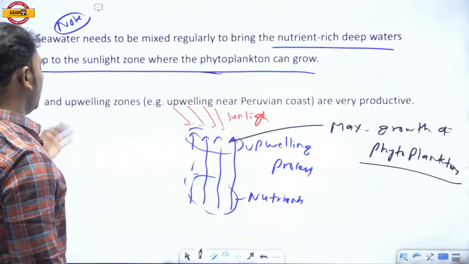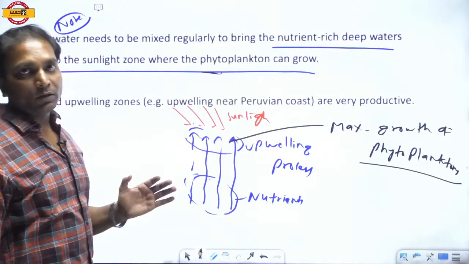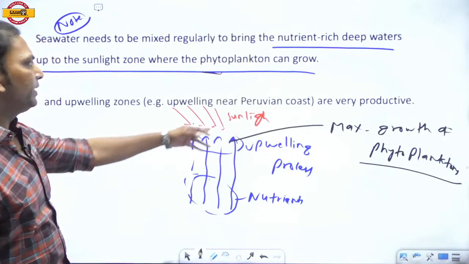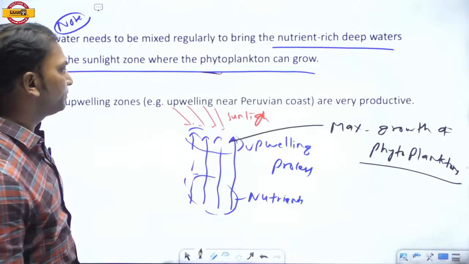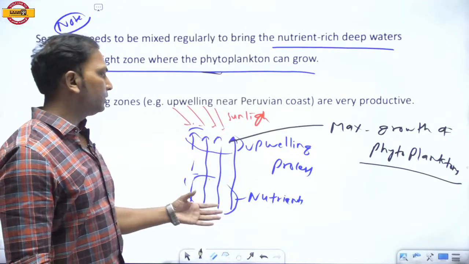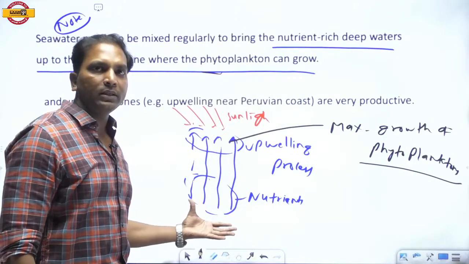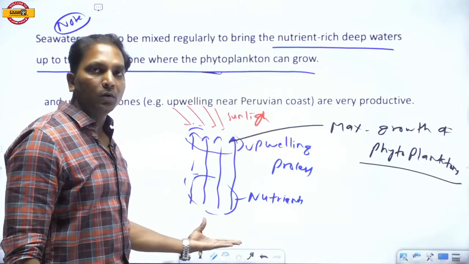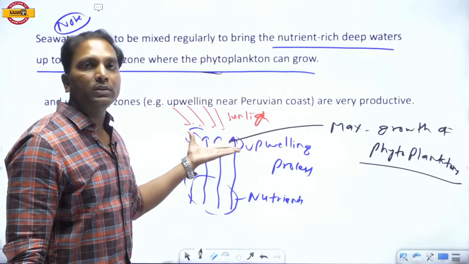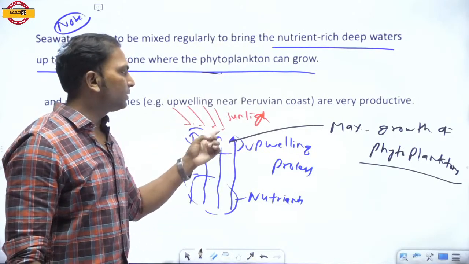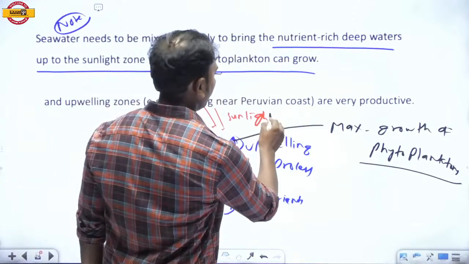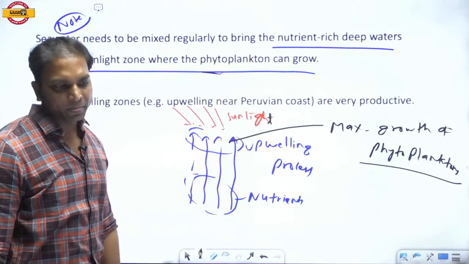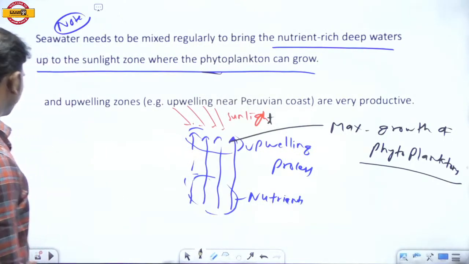And upwelling also happens nearby the Peru coast or the Chile coast. The upwelling near the Peruvian coast is very productive. So the upwelling process happens in the oceanic region. In this process, the nutrients of the lower region come to the surface, and because sunlight is there, the maximum growth of phytoplanktons happens.